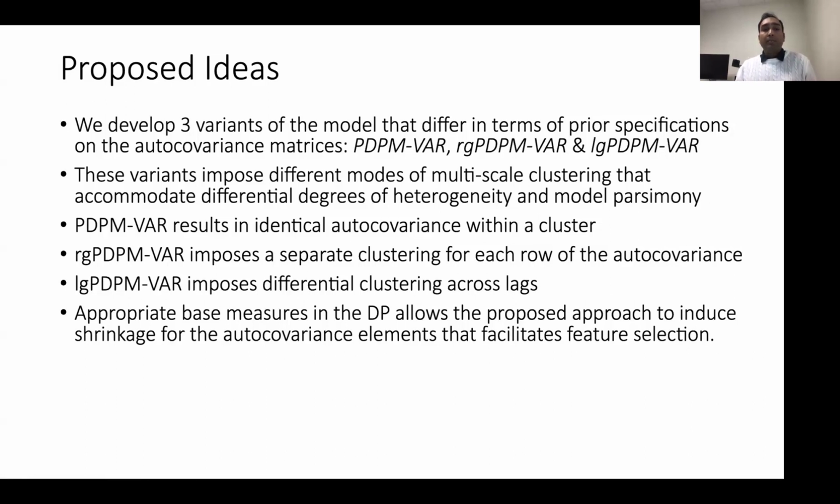And so one really cool thing about these methods is that you can impose appropriate base measures in the Dirichlet processes. This allows the processes to induce shrinkage for the autocovariance matrix elements that facilitate feature selection. And you can also do lower dimensional representations of the covariance matrix, which allows you to scale up your method to a larger number of nodes or to larger dimensions.